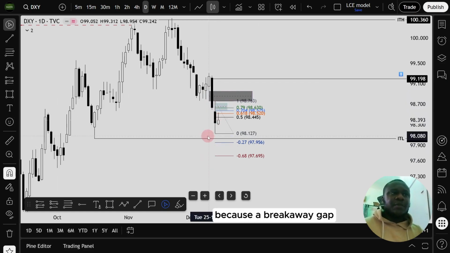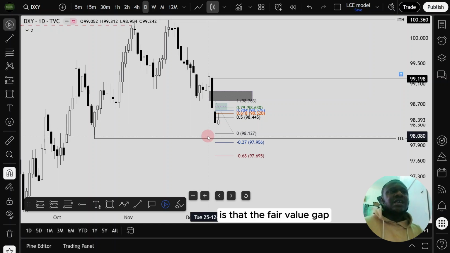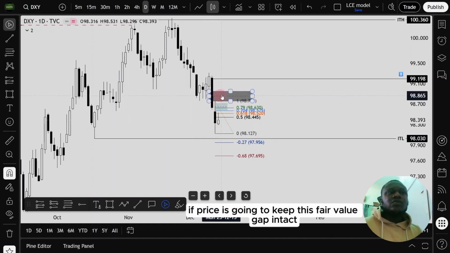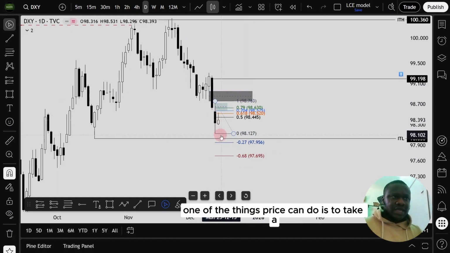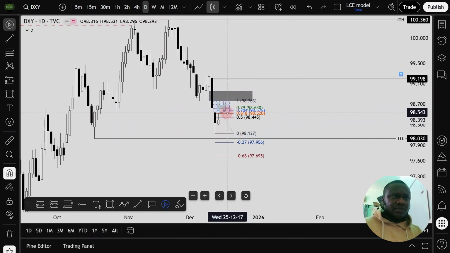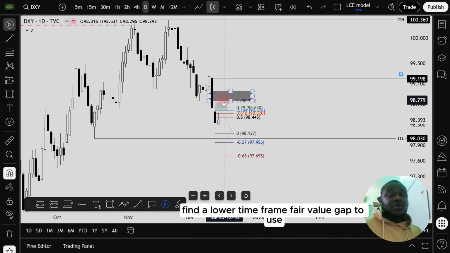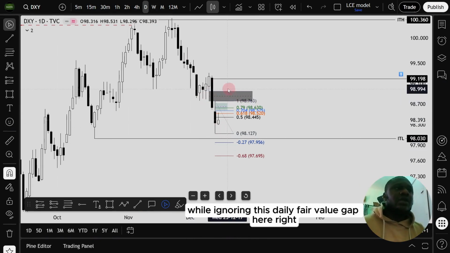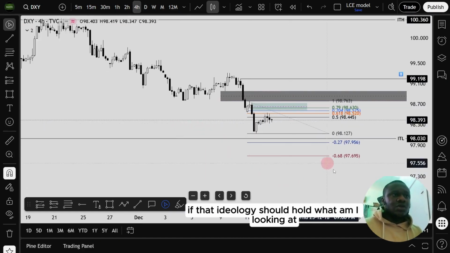Because a breakaway gap, the psychology, the idea behind the breakaway gap, like I have said in recent times, is that the fair value gap that is attached to the breakaway gap should remain intact, should remain untraded too. So if that's the case, if price is going to keep this fair value gap intact, one of the things price can do is to take a premium level to sell. It's going to take a premium level of this third candle, find a lower time frame fair value gap to use, and then use it to sell off while ignoring this daily fair value gap here, right? So if I'll be expecting that to happen, if that ideology should hold, what am I looking at?